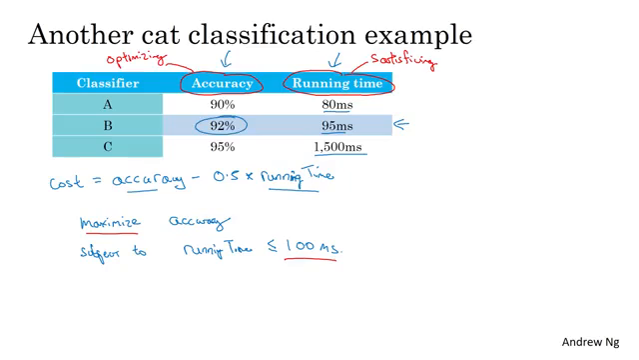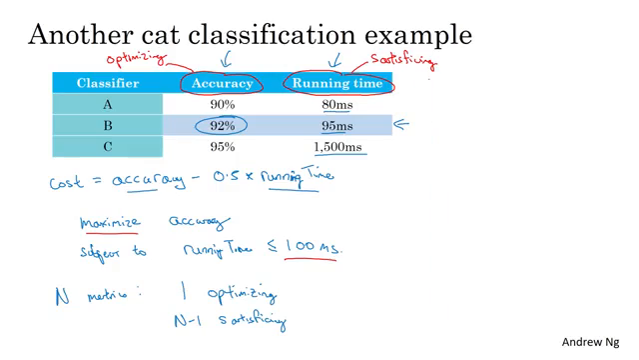So more generally, if you have n metrics that you care about, it's sometimes reasonable to pick one of them to be optimizing. So you want to do as well as is possible on that one, and then n-1 to be satisficing, meaning that so long as they reach some threshold, such as running times faster than 100 milliseconds, you don't care how much better it is beyond that threshold, but they have to reach that threshold.